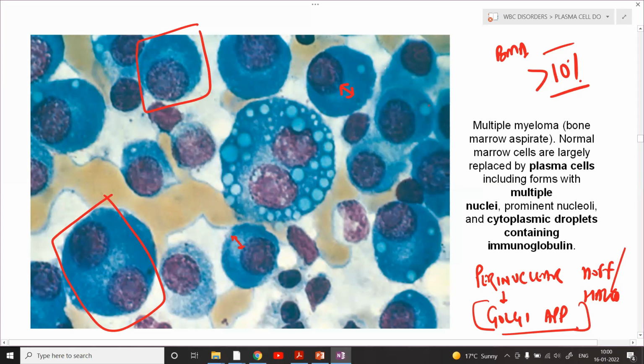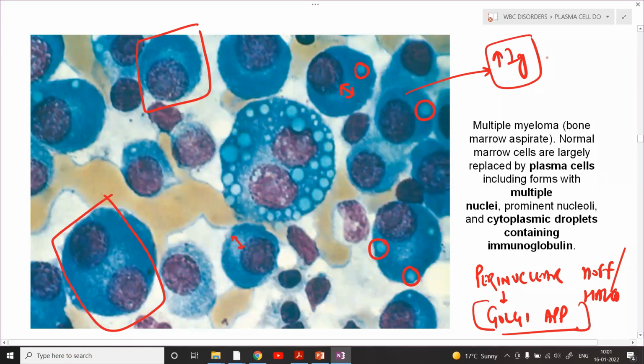Now, can anyone tell me what is this? What is this that we appreciate over here? Pardon, I couldn't hear. What does the plasma cell do normally? What is the function of a plasma cell? It is to secrete increased amounts of immunoglobulins or antibodies. Now, these are tumor cells that are going to secrete excessive amounts of immunoglobulins.